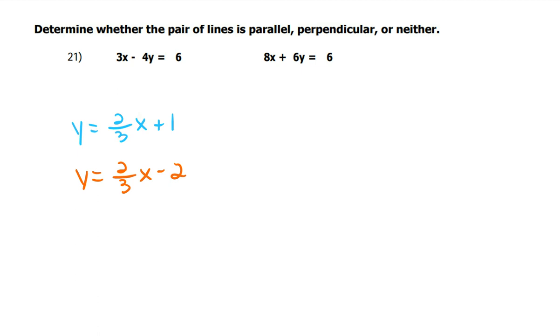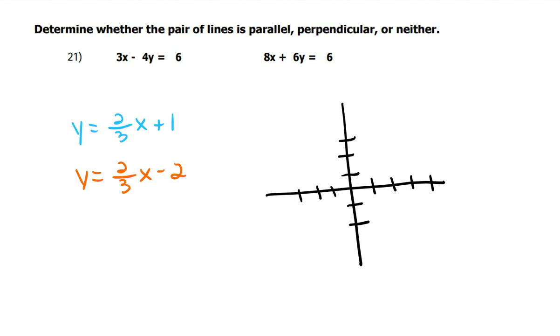However, they have different y-intercepts. So like one of them's at +1 and the other one's at -2. Okay, so the orange one crosses the y-axis at -2, and then it has a slope of 2/3. So I'm going to go up 1, 2, and over 1, 2, 3. And there is the orange line. The blue one crosses the y-axis at +1, but it also goes up 1, 2, and then over 1, 2, 3. And I'll draw that line.